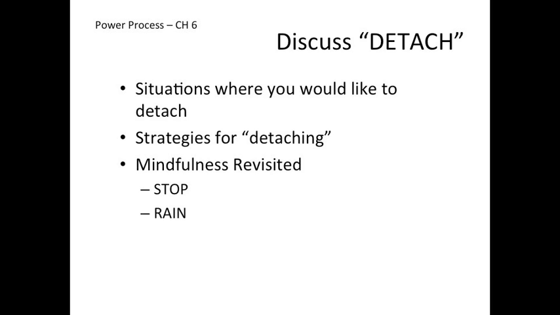So think about situations where you could detach and how you could stop hanging on to old things. And I'm going to remind you of something that I brought up in the last module. There are two informal mindfulness techniques. One is called stop, one is called rain. What are they? How might you use those in this situation?